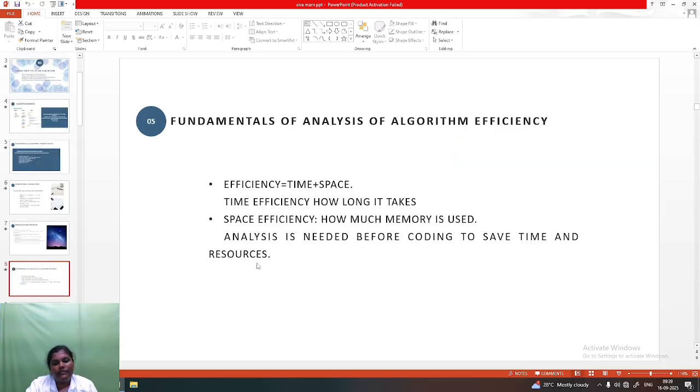Next, fundamentals of understanding algorithm efficiency. Efficiency is equal to time plus space. Time efficiency: how long it takes. Space efficiency: how much memory is used. Analysis needs effort, but good coding saves time and resources.